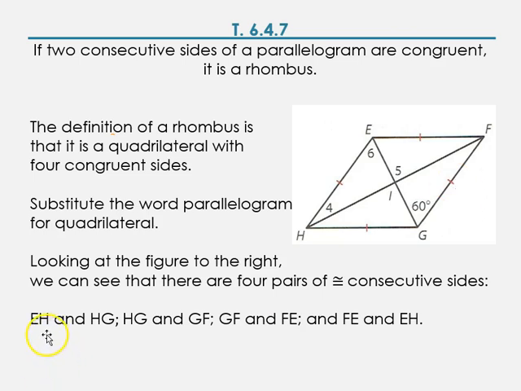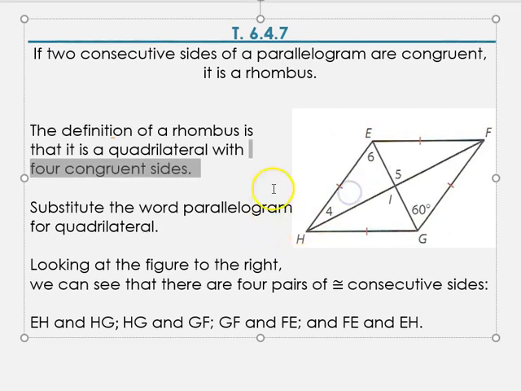The sides are EH and HG, so we have EH and HG next to each other, and we have HG and GF next to each other, GF and FE next to each other, and FE and EH.